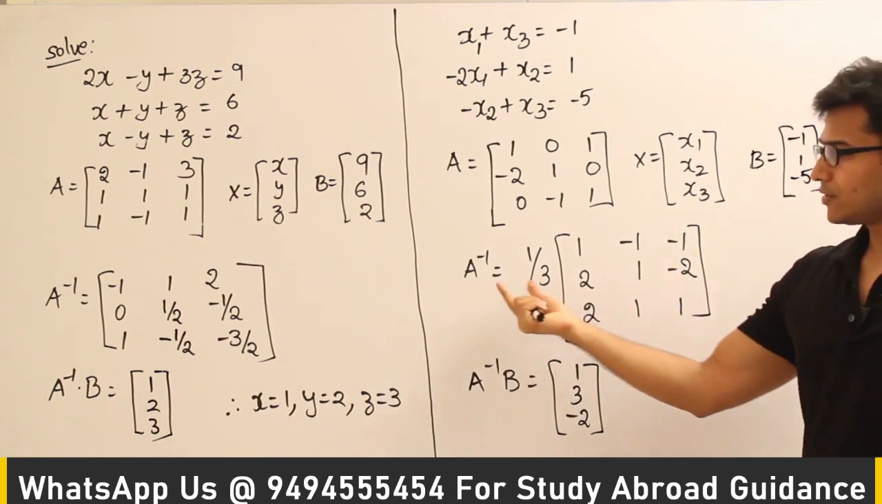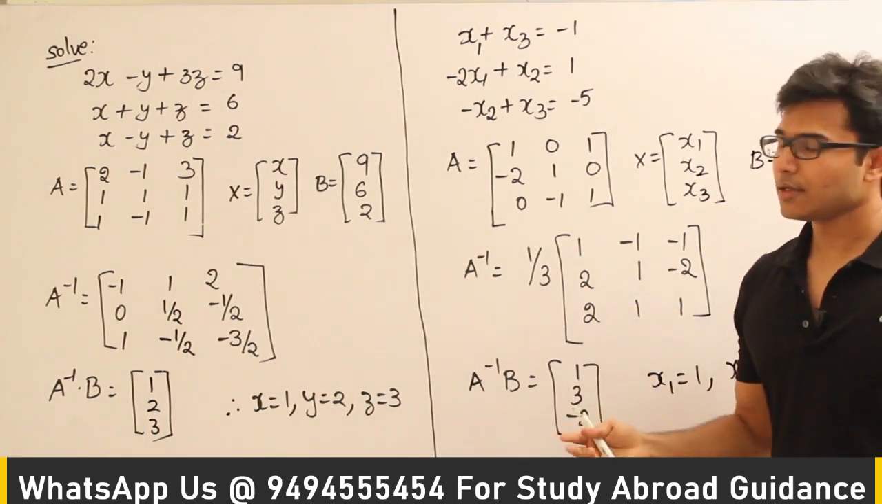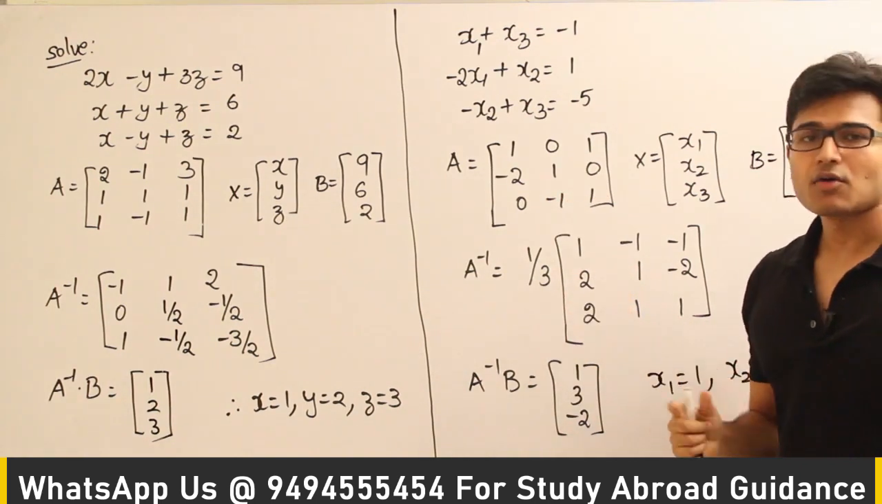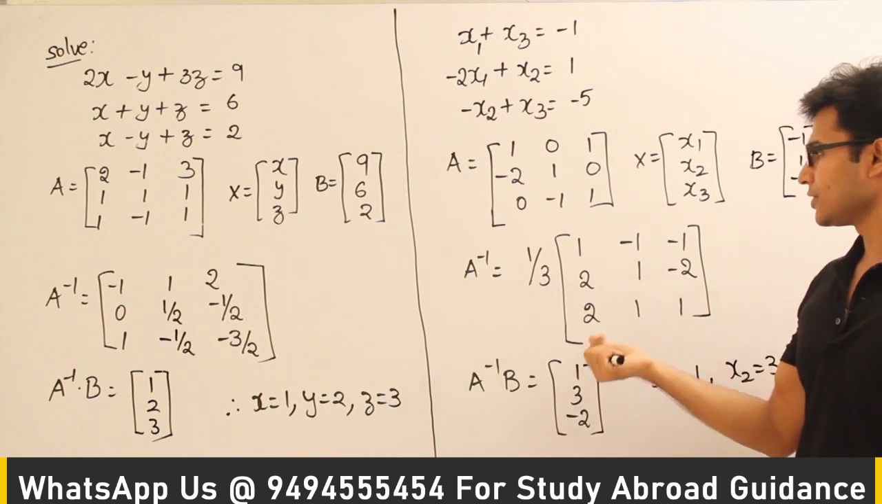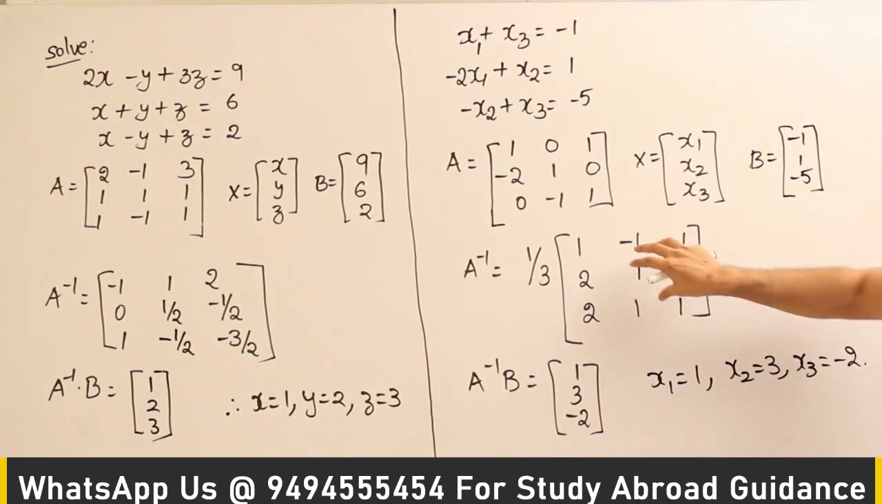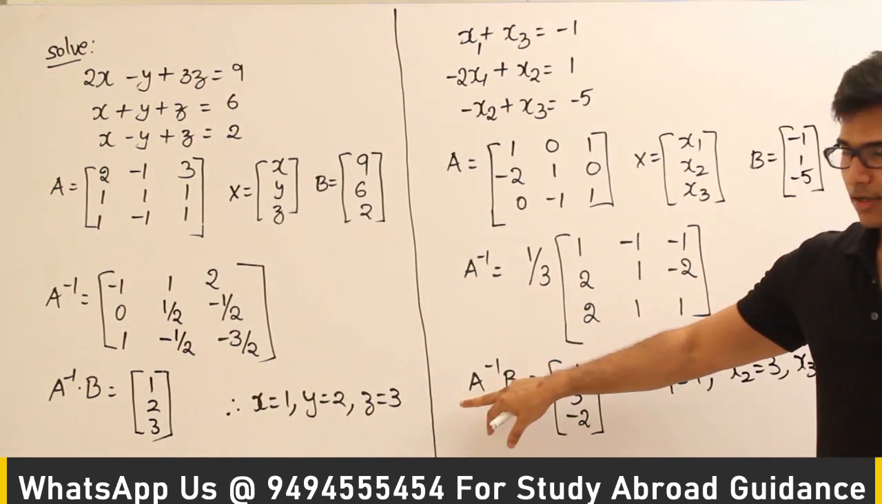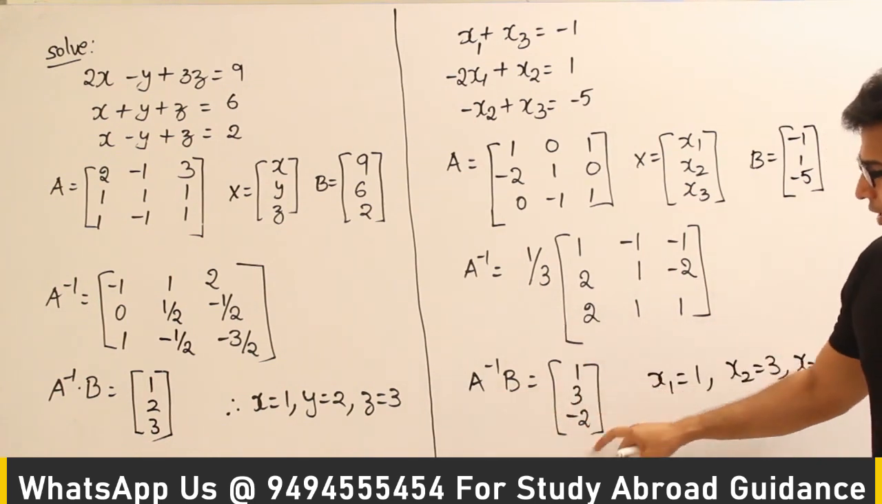So after that, we are supposed to find out A inverse, the same thing. So I found out A inverse. How? By finding out the determinant and then adjoint. Determinant I think is 3, and then this one, right? So this is same. And next we are supposed to find out A inverse into B. I found it out and I got this one.